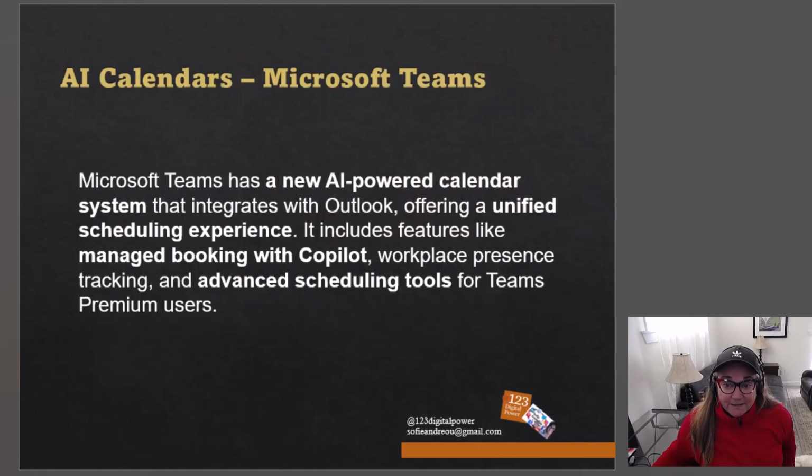You've seen this before. I've shared it with you before. Okay, so there are AI calendars, which are pretty cool. Microsoft Teams has a new AI-powered calendar. The system integrates with Outlook, offers unified scheduling experiences, and includes features to book with Copilot, workplace presence tracking, and advanced scheduling tools for Teams Premier users. So again, you'd need to know what level of Microsoft Teams you're using if you have access to this.